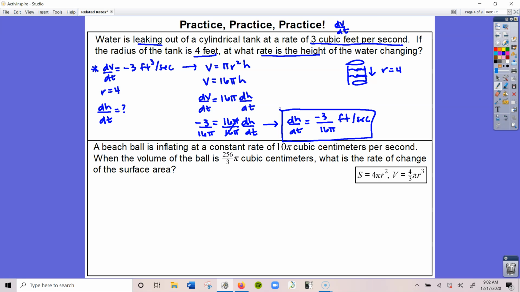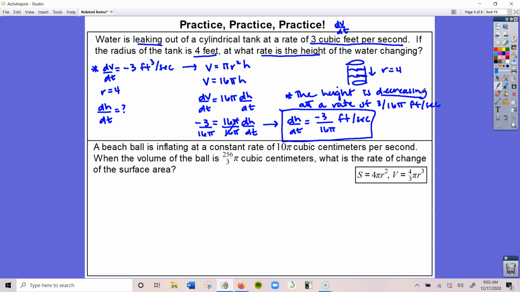Oh, and if you had to write this out, this would be that the height is decreasing at a rate of 3 over 16 pi feet per second. Notice I didn't have to put -3 over 16 pi because I already said that it is decreasing, which implies that negative.